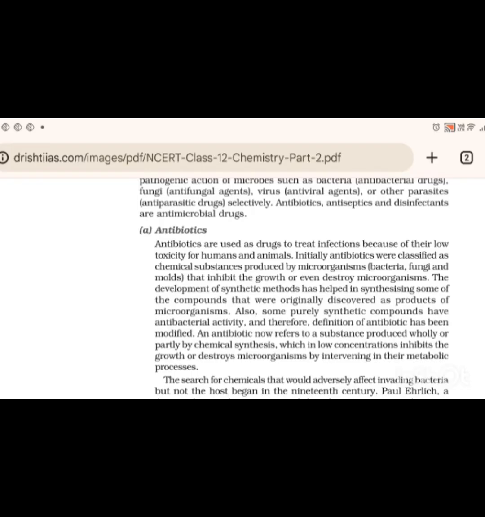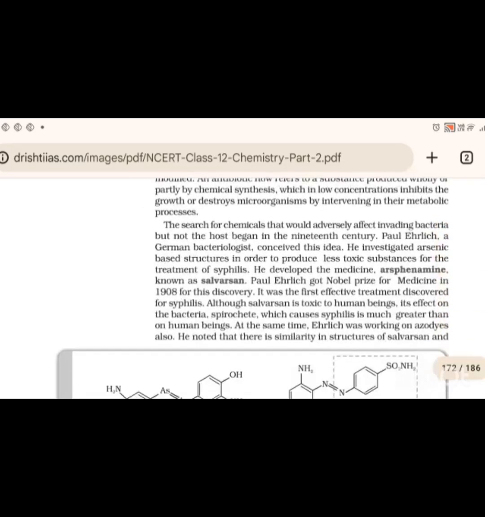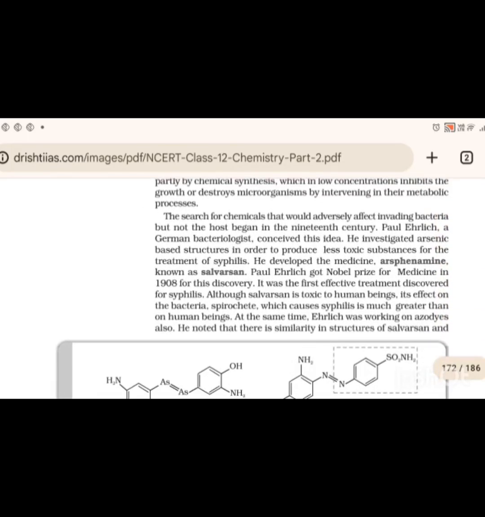Also, some purely synthetic compounds have antibacterial activity and therefore the definition of antibiotic has been modified. An antibiotic now refers to a substance produced wholly or partially by chemical synthesis which in low concentrations inhibits the growth or destroys the microorganisms by intervening in their metabolic processes.